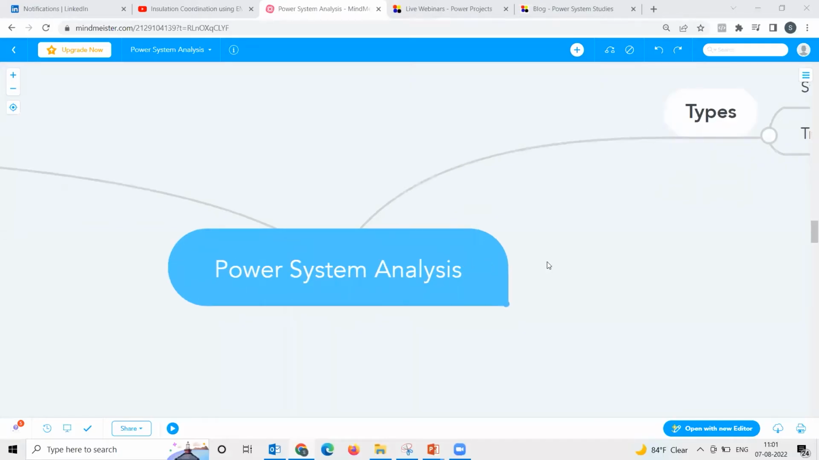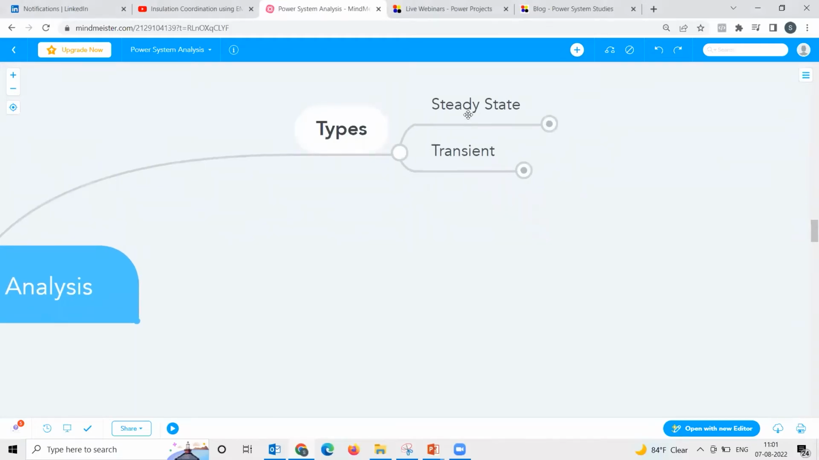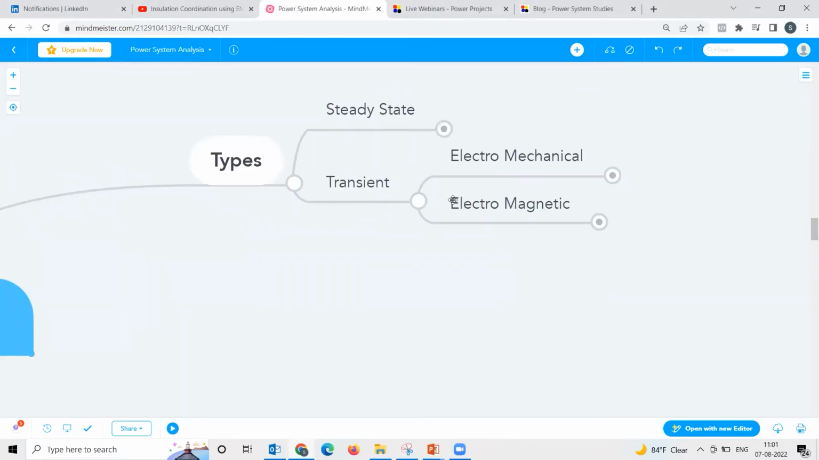Power system analysis is basically classified into steady state and transient, and transient is further classified into electromechanical and electromagnetic. First, let's try to understand the steady state analysis. When you talk about short circuit, the short circuit study which you are performing using ETAP is predominantly a steady state study, right? It doesn't mean we cannot perform a short circuit study in transient. We can perform short circuit studies in transient also.